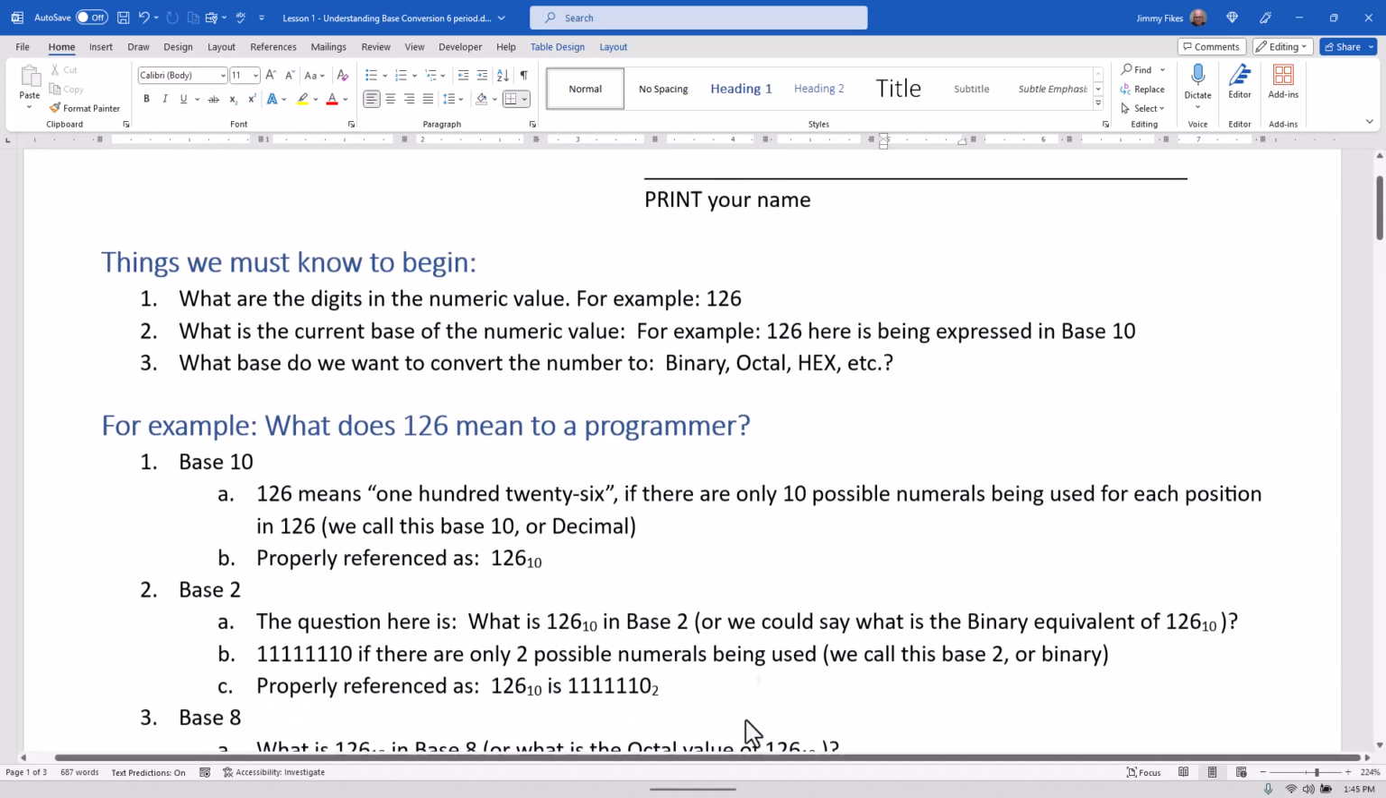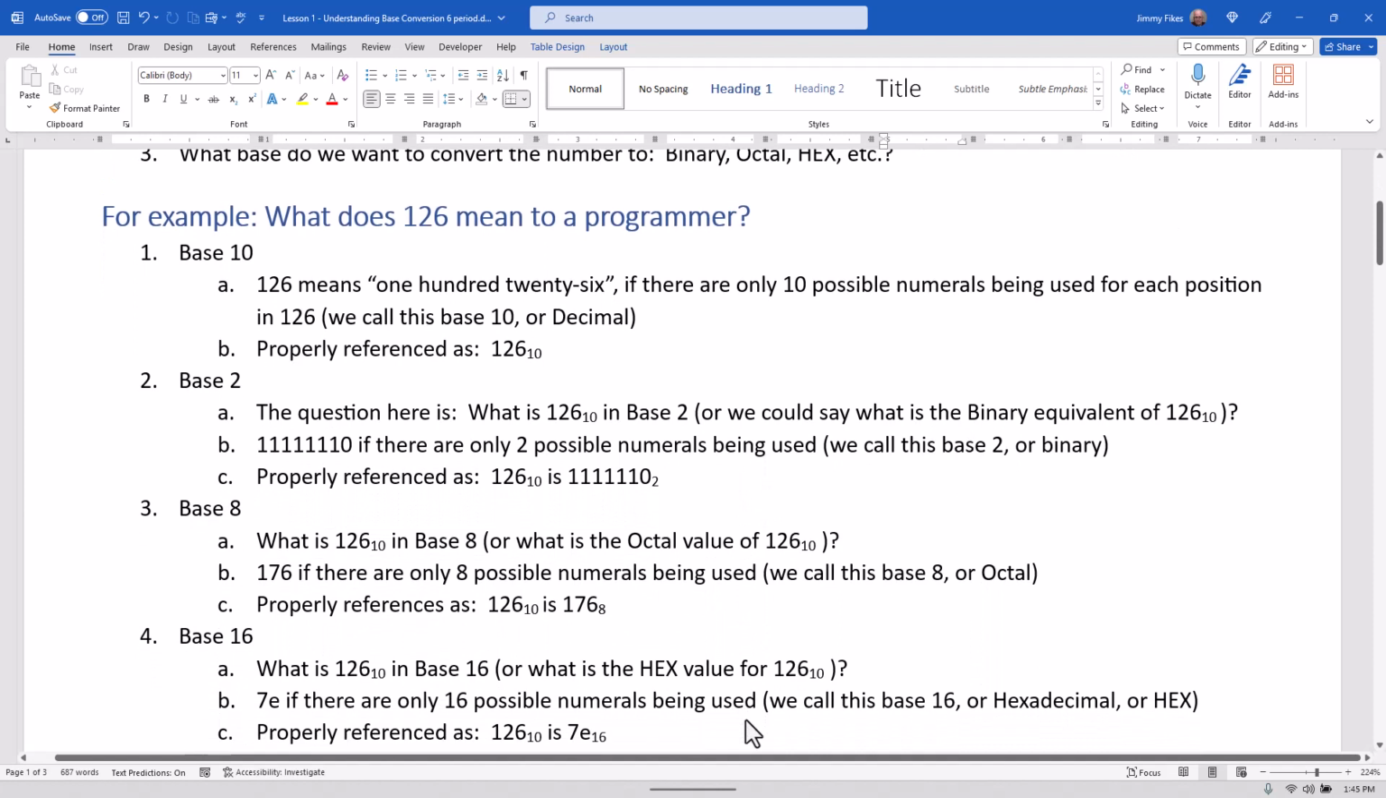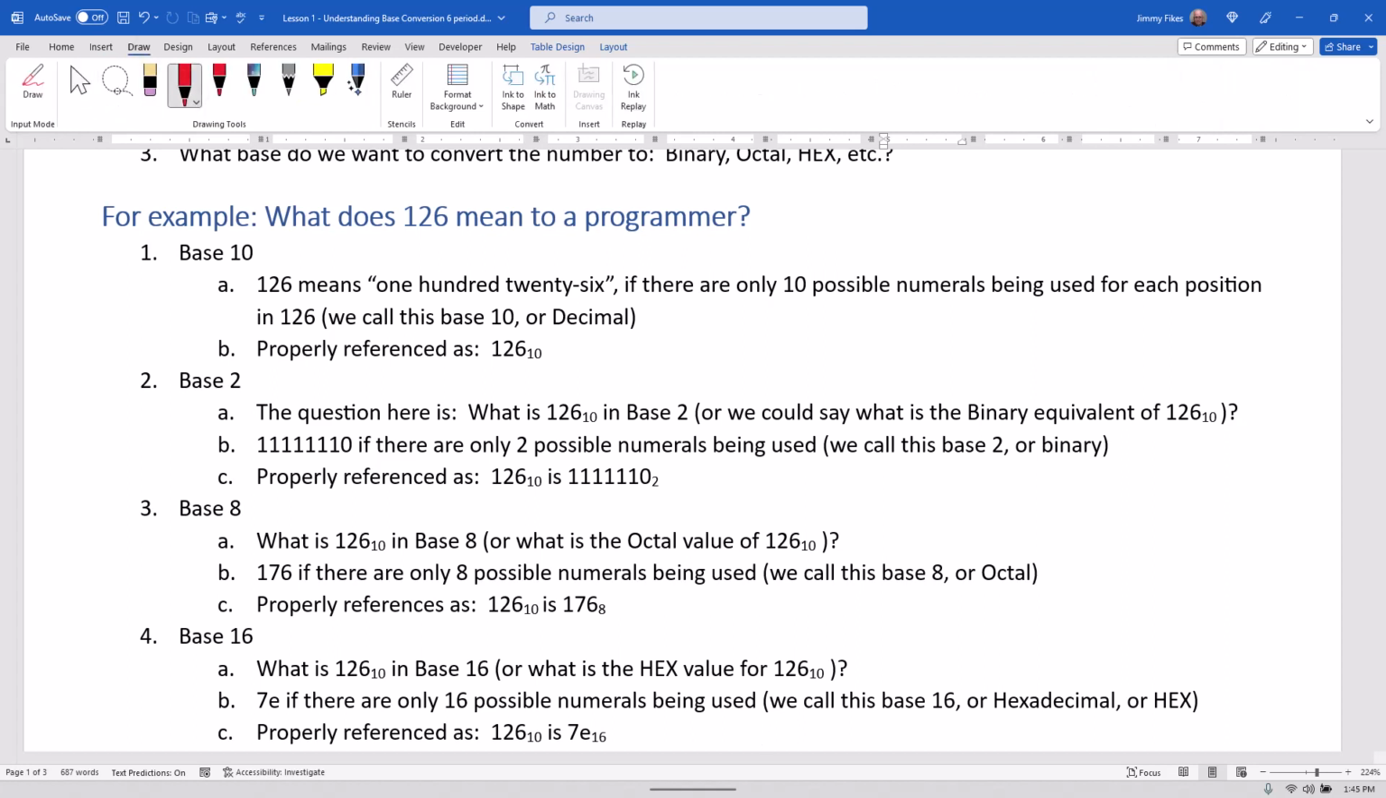All right, so look at the next section here. It says, for example, what does 126 mean to a programmer? Well, when you see the numbers 126, you can't just assume that stands for 126. We're going to say that means 126, but that's because we are assuming it to be base 10.